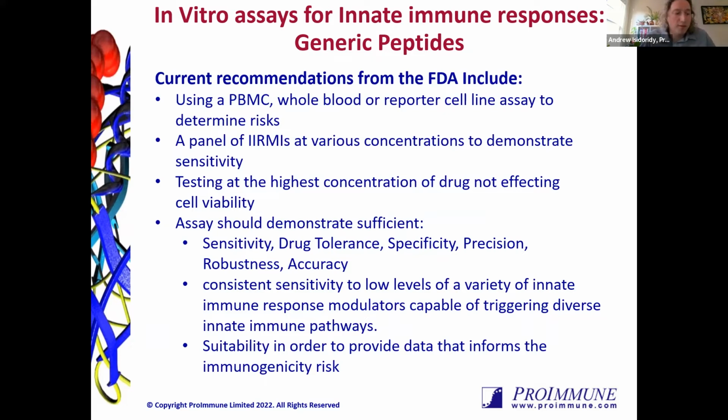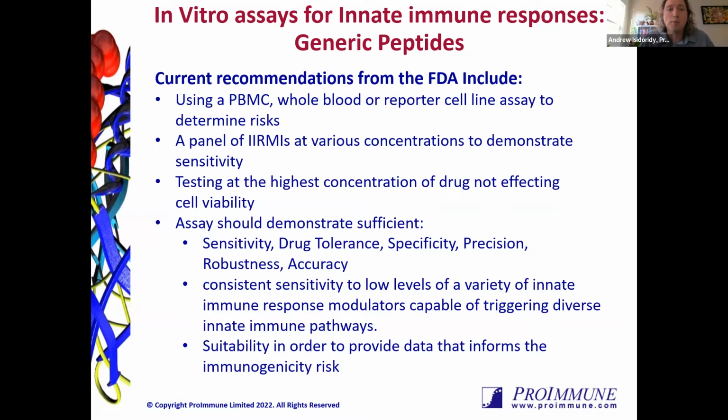Using PBMCs can potentially be easier, but in the process of purifying PBMCs, you inevitably eliminate a subset of the population. Whole blood, we feel, is a little bit more representative of the in vivo condition of actually putting it in somebody's arm. And then reporter cell lines are useful, but those typically focus each on a single TLR, so you have to be very careful of how you design an experiment that utilizes that.